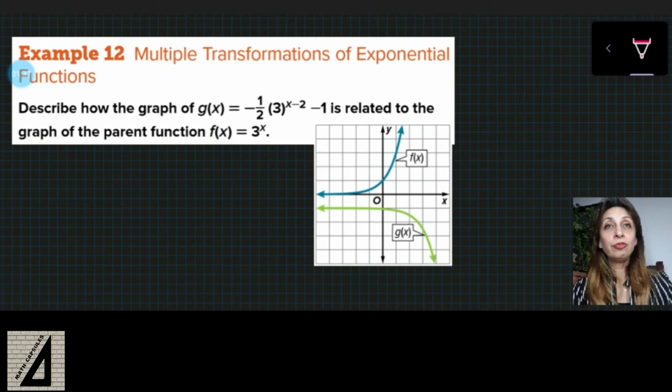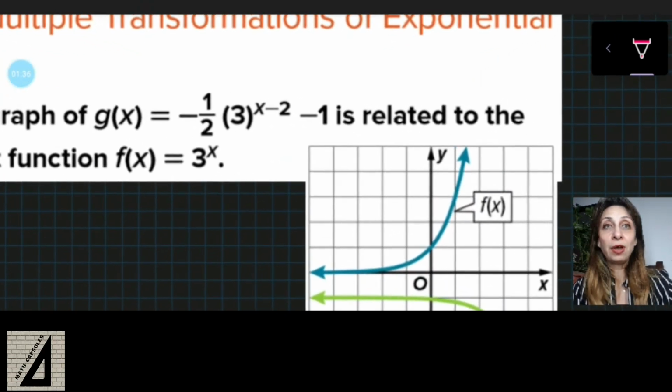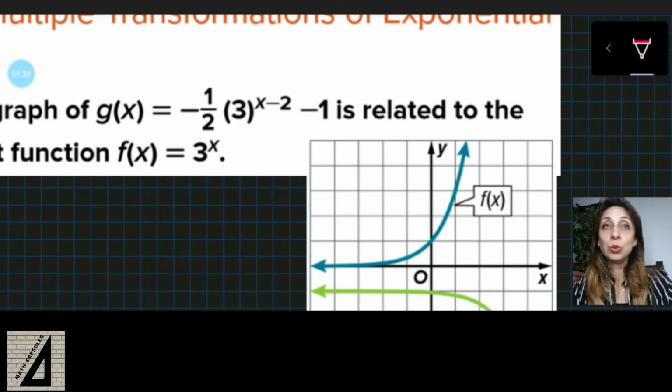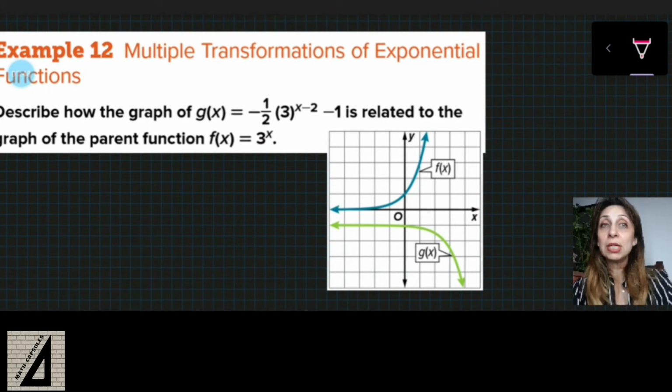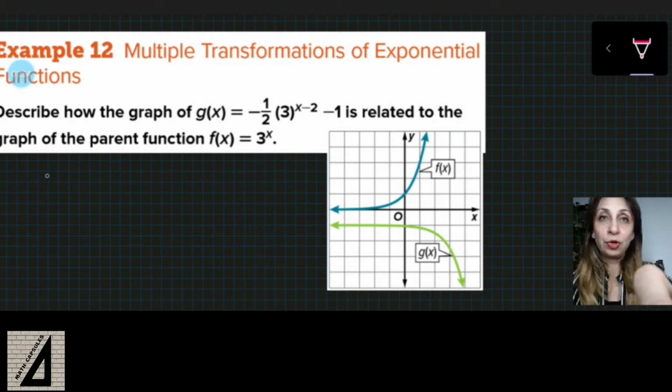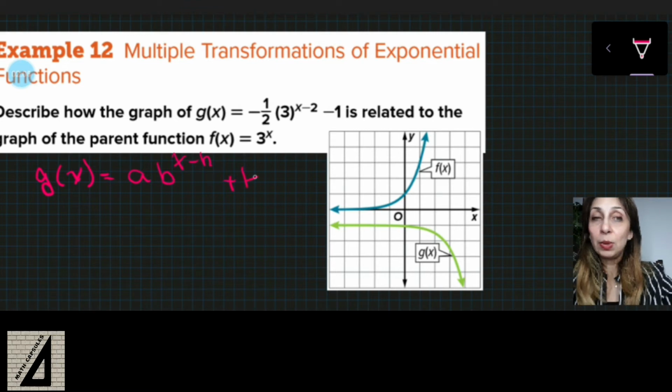Describe how the graph of the function g(x) equals negative 1/2 times 3 power x minus 2, minus 1, is related to the graph of the parent function f(x) equals 3 power x. Now look at g(x) and f(x). Compare them together. If you compare them, you will find that g(x) is the translation function of f(x). And we know that the general form of the translation function is a times b power x minus h, plus k. Now let us compare this general form with the problem we have.